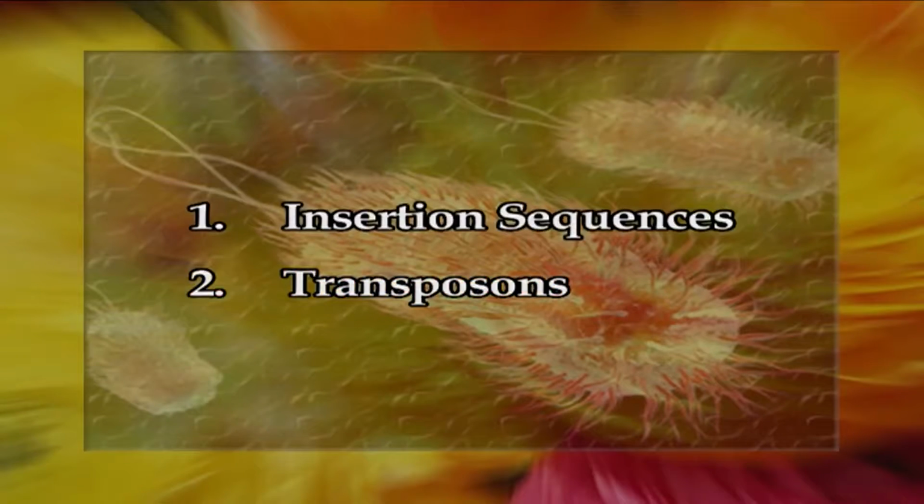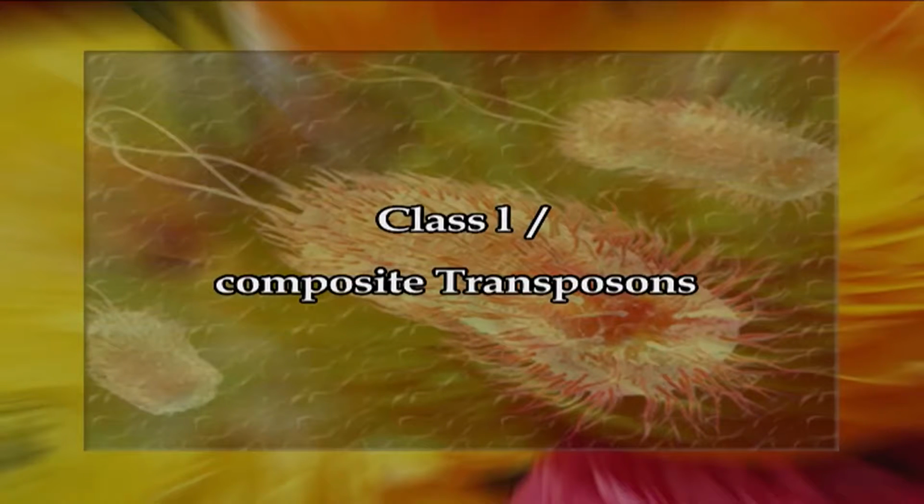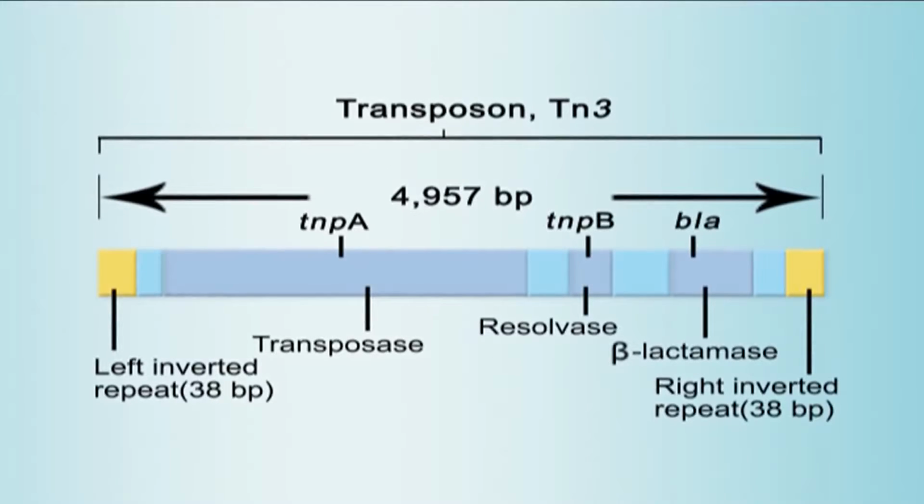Number 2, transposons. In general, there are 2 major classes of transposons. Class 1, also known as composite transposons, are basically a pair of insertion sequence elements flanking a segment of DNA, usually containing one or more genes, often coding for antibiotic resistance.